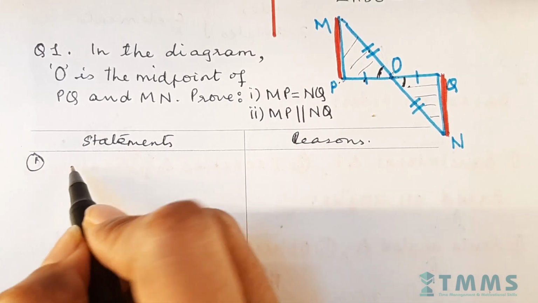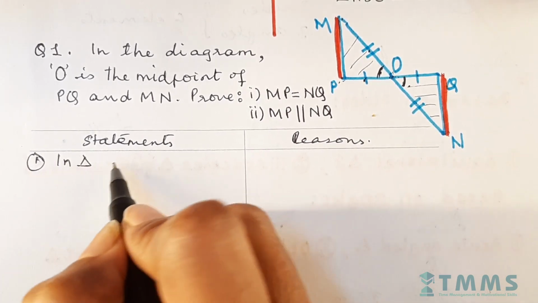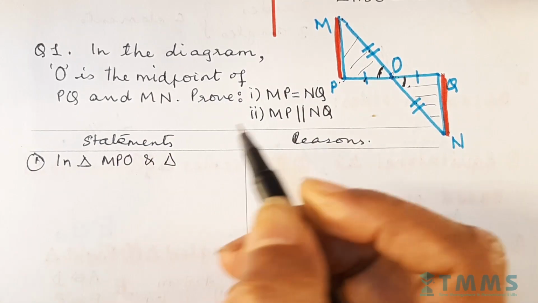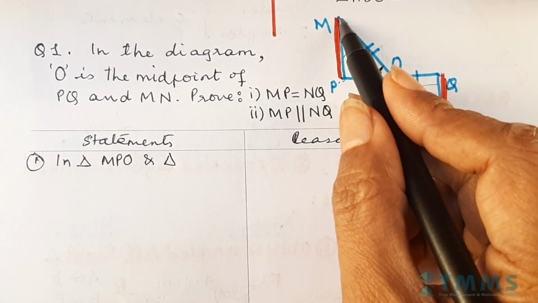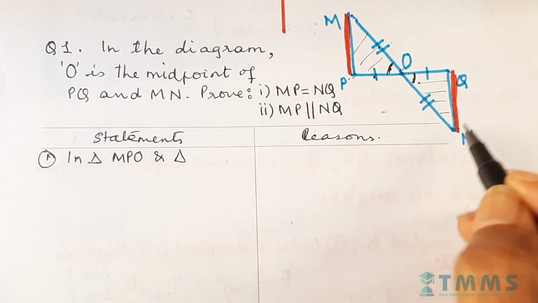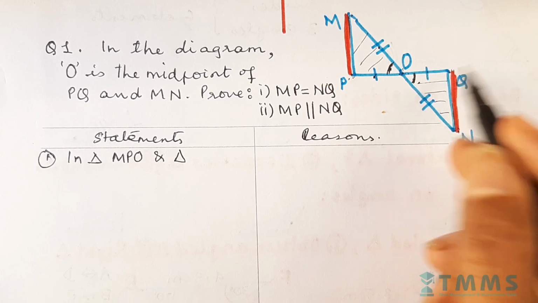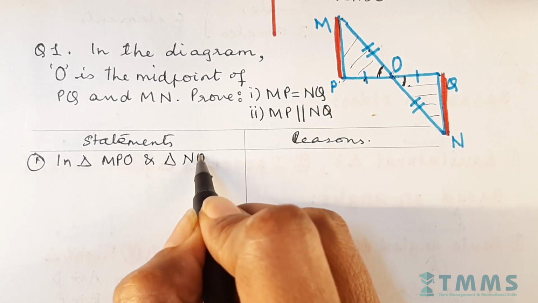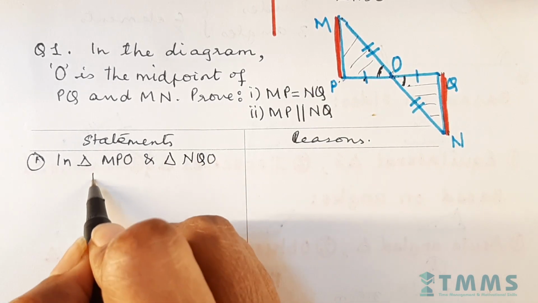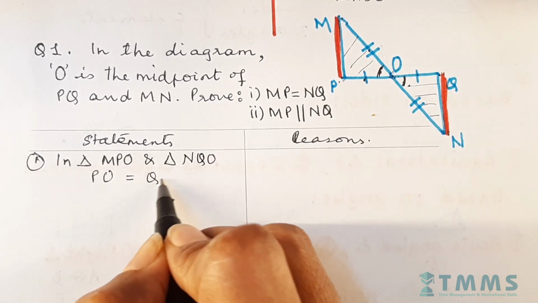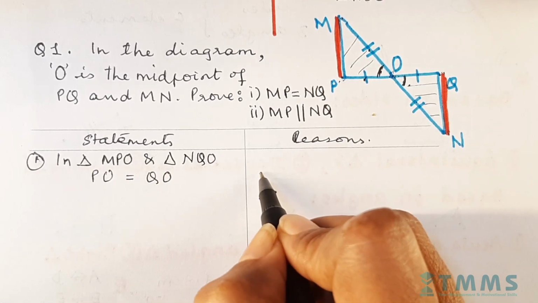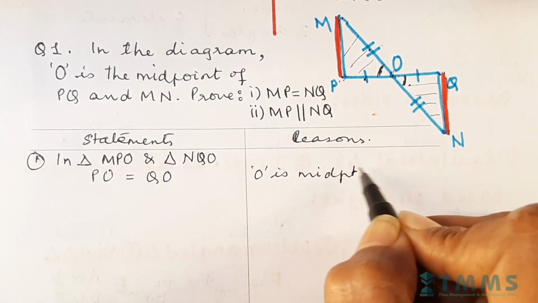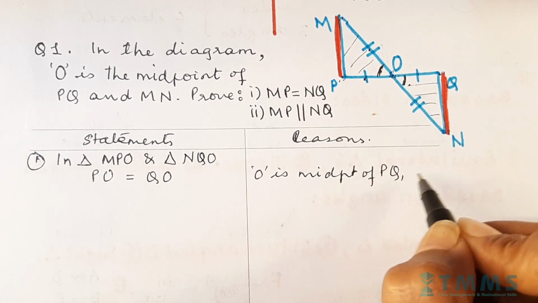Statement number 1. We will say in triangle MPO and triangle NQO. Now MPO, remember your M is corresponding to N, P is corresponding to Q, and so NQO will be the second triangle. And we shall write PO equal to QO. And this will be, O is midpoint of PQ, given.